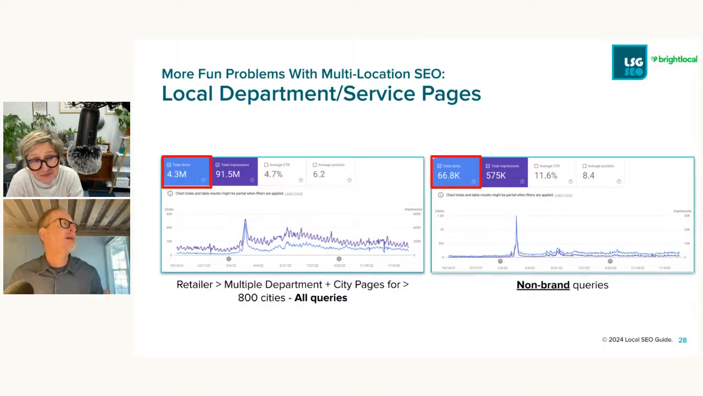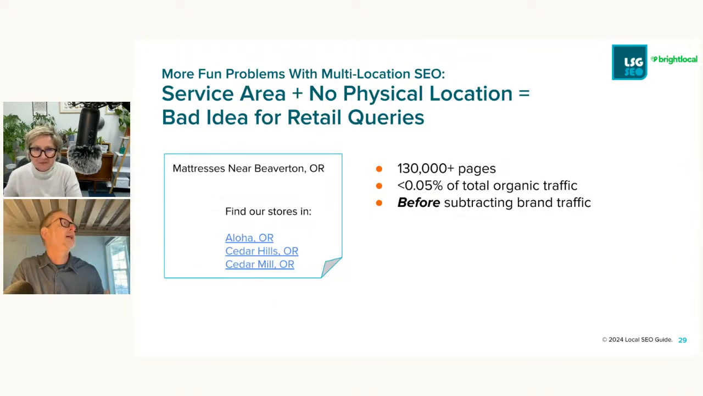It got 4 million clicks over this time period. That's pretty awesome. But when we took out the brand queries, it only got about 67,000 clicks. All it did was steal traffic from the other location pages. So just beware. This is probably more common than not, particularly if you have a strong brand.